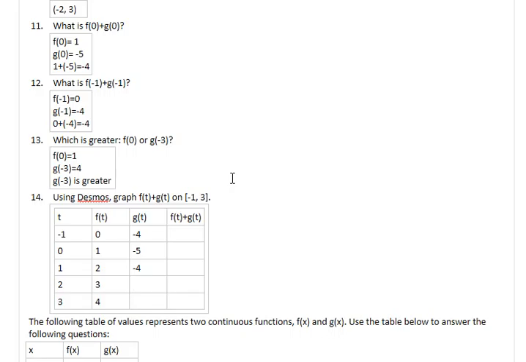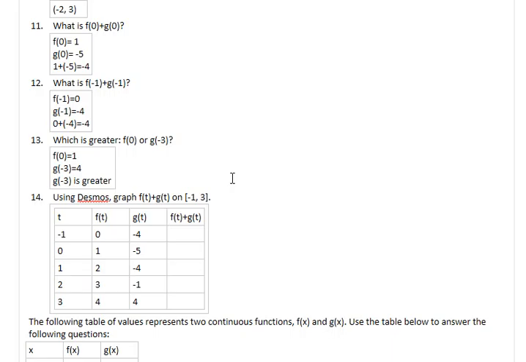At 2, let's see, negative 1. And then 3, 3 looks like it's a 4. And now we're going to add them together.